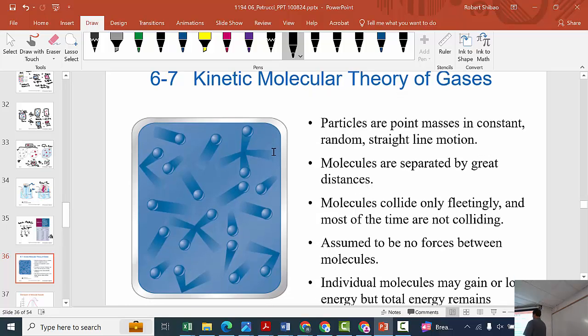This first statement here, particles are point masses in constant random straight line motion. Have you heard this word point masses before? In point masses, we treat each molecule or atom or particle as a point in space. So it doesn't matter, it could be a gigantic molecule, but we're going to just treat it as a single point. And the weird thing is, these single points have no volume.